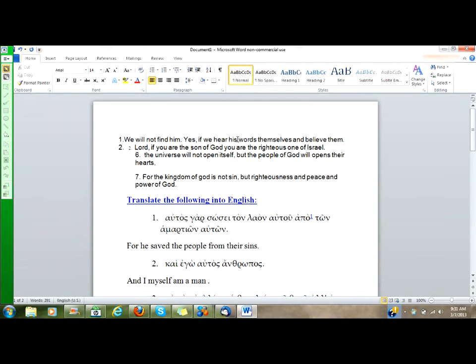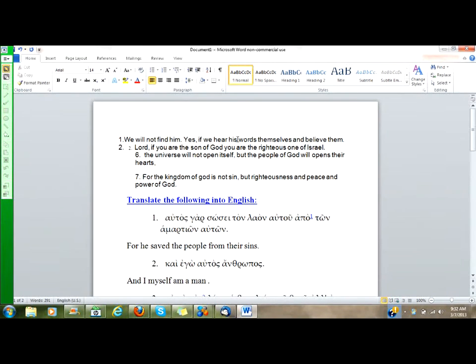All right, number 6 in the textbook. Ho kosmos ouk anoigei ta hiera autou, hoi de laos tou theou anoixousin tas kardias autōn. It says, the world will not open the temples of him. That is, the world will not open his temples. But the people of God will open the hearts of them. That is, the people of God will open their hearts. Let's look at our student's homework here for number 6.